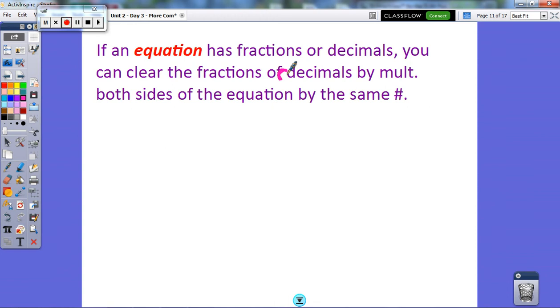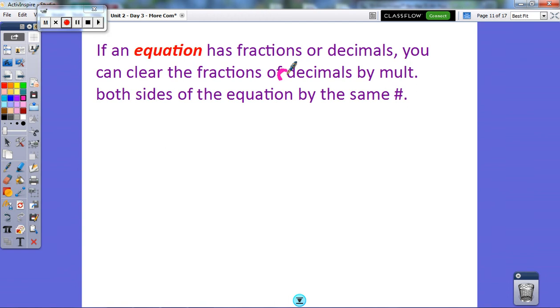So copy it down and then hit play. Guys, an equation is a seesaw. As long as I do the same thing to both sides of the equation, I should be good to go. I should be able to work the problem out.